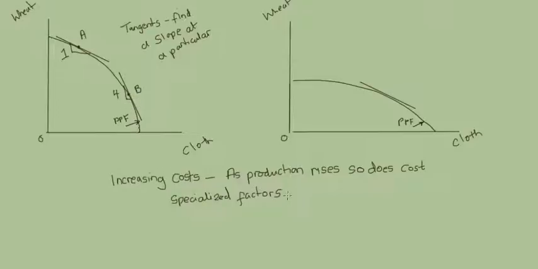So specialized factors are another difference with the constant cost case, where we just had units of labor, where there was just one type of factor, and it could be moved easily from one industry to the other, and there wasn't any problem with degree of specialization of the factor in the two industries. So this is interesting too.